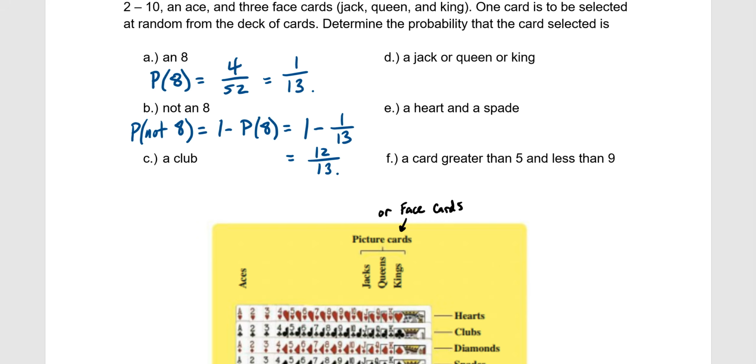Okay, and just a reminder, for subtracting fractions, you would have to get common denominators. You would have to multiply this 1 by 13 over 13. So it becomes 13 over 13 minus 1 over 13. Subtract the numerators, we get 12 over 13.